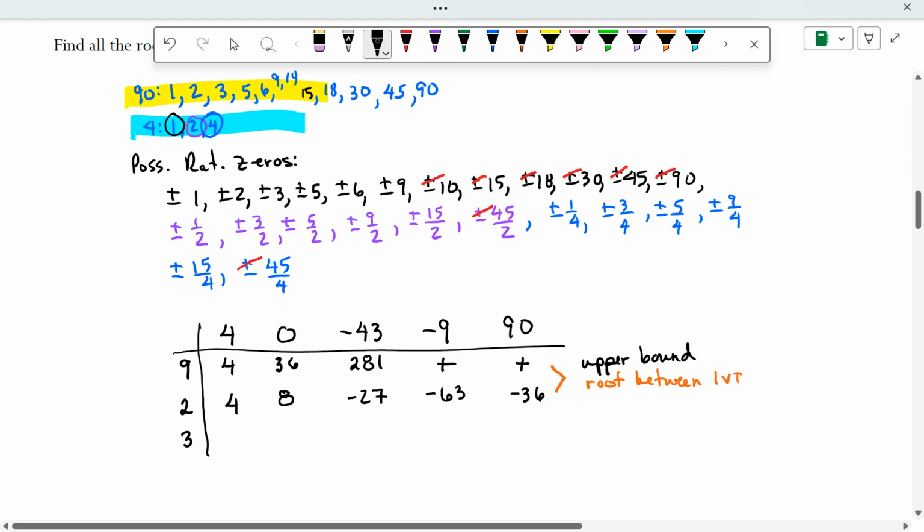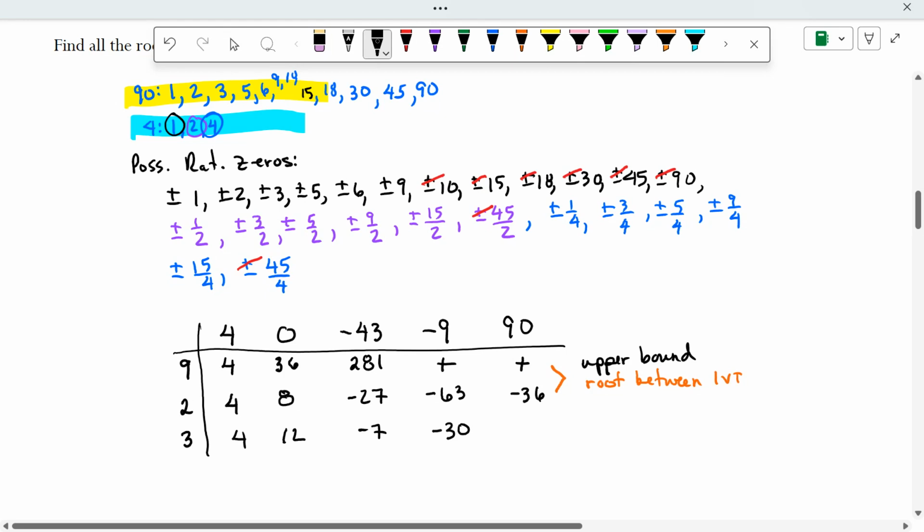So when I try 3, I have 4. 4 times 3 is 12, plus 0 is 12. 3 times 12 is 36, plus negative 43 is negative 7. 3 times negative 7 is negative 21, plus negative 9 is negative 30.